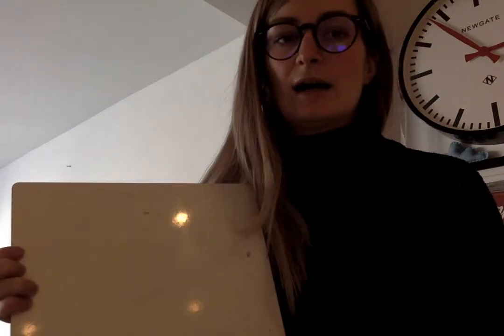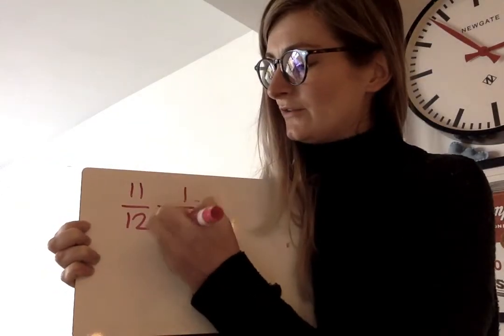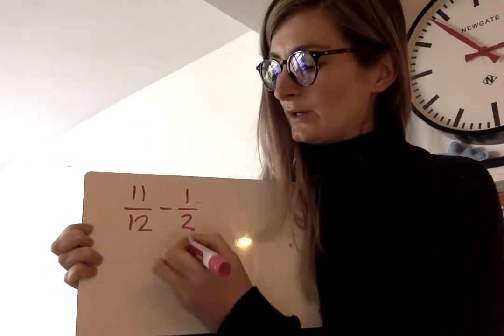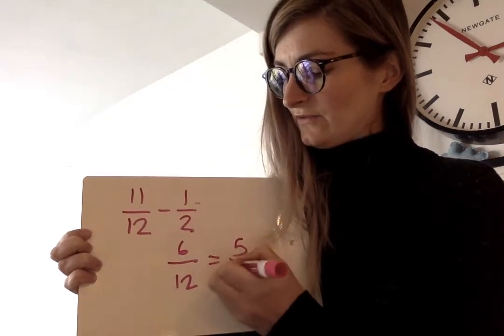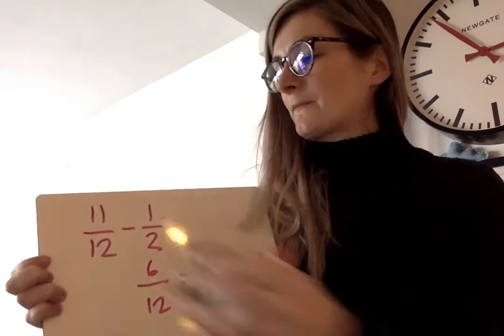Next, 11/12 subtract 1/2. I know straight away that 1/2 in 12ths is 6/12. 11 take away 6 is 5/12. Can you simplify that? No, because 5 is a prime number.